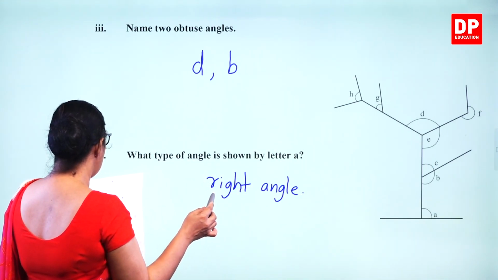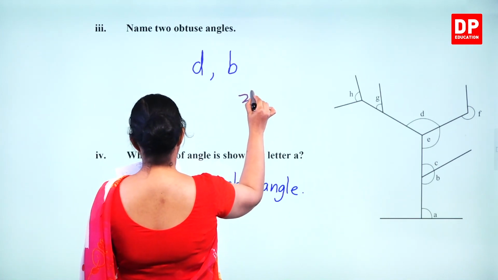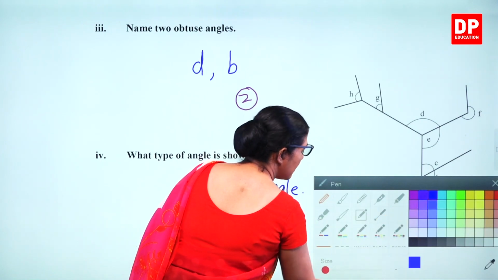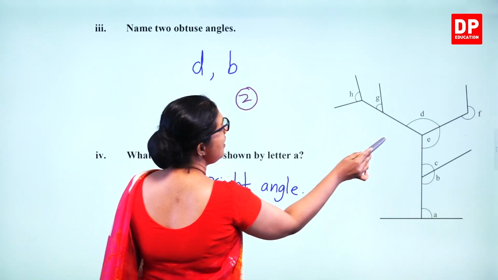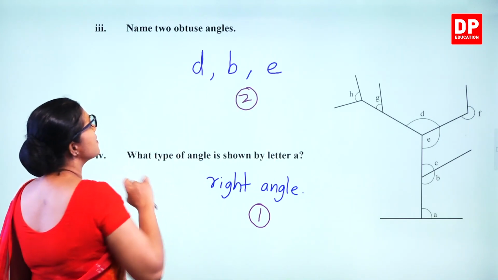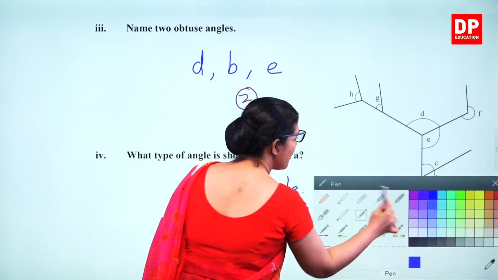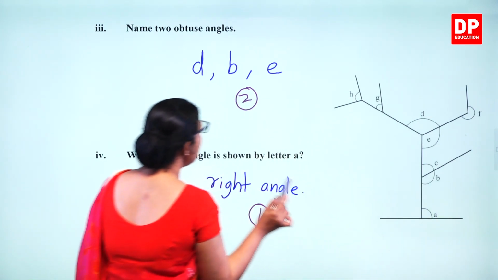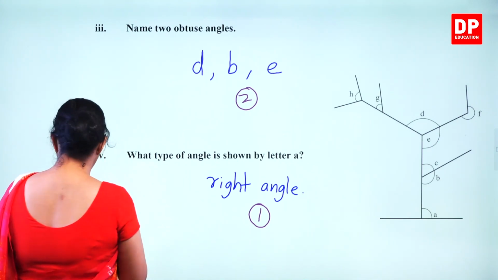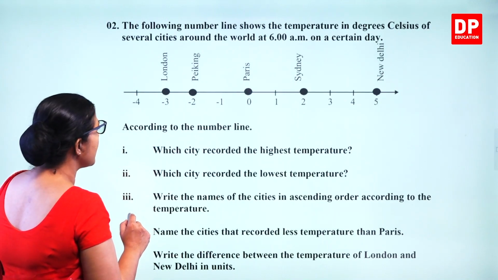So how many marks? 2 marks here and 1 mark. So here you can write D, E, E also, 2 from this as obtuse angle. So you get 3, earlier 13 plus 3, 16 marks for the first question. Question number 2, you get 5 parts.